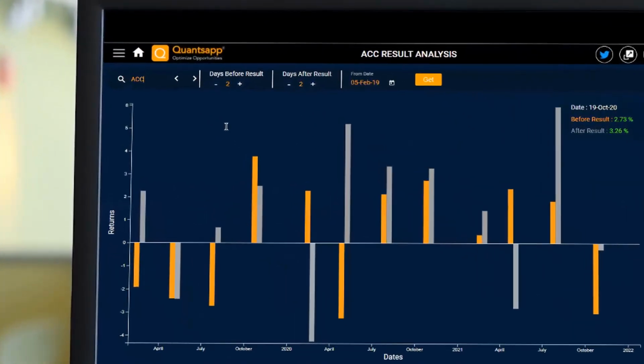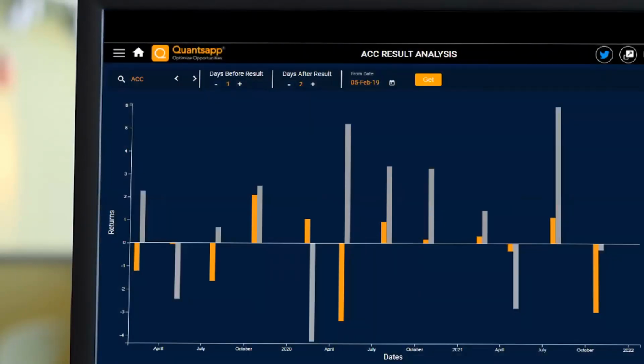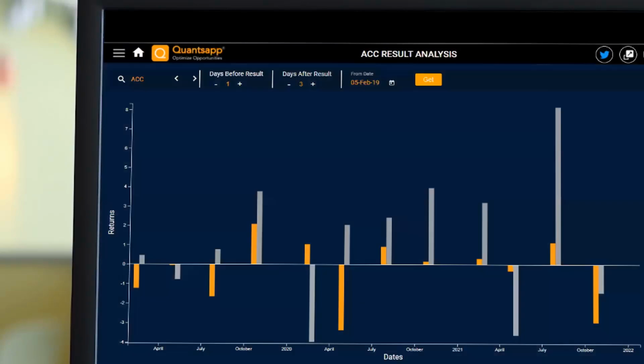So the first thing, once we enter the result analysis tool, is to give input about our desired stock in the search panel. Then the tool will ask us how many days we want to consider when evaluating the performance of the stock. So we can give our desired input. Let's say if we only want to see how ACC performed one day before its result, we can click on the minus button over here and the value would be changed. And we also want to see how ACC performed, let's say, 3 days after announcement of its result.